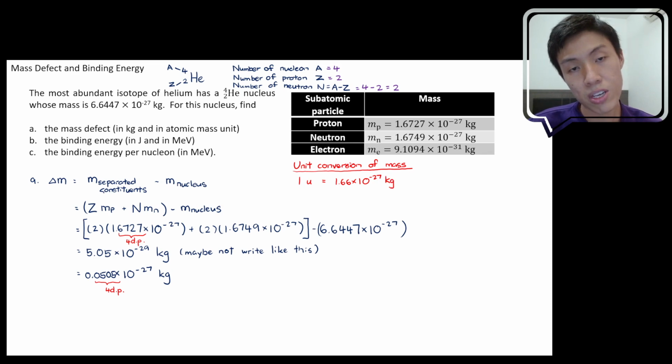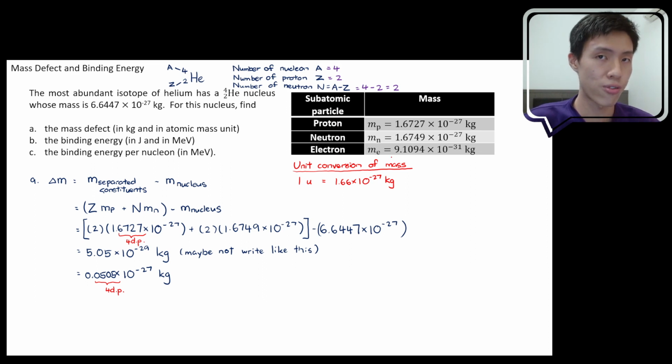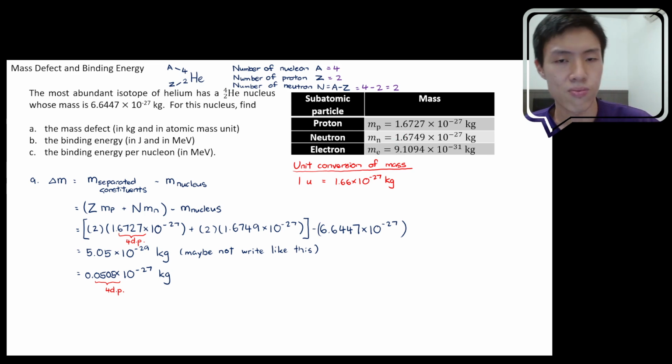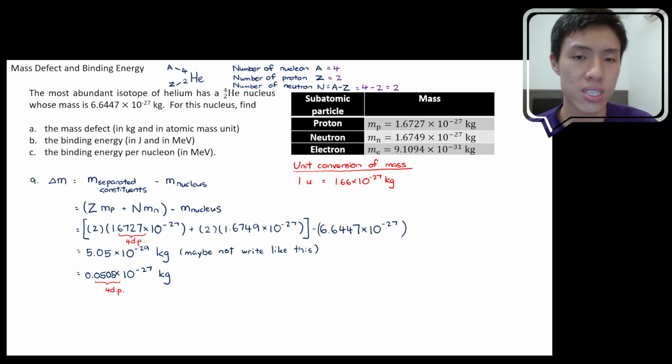This one is based on the definition that one atomic mass unit is 1/12 the mass of a carbon-12 atom. That was the old definition. I think there's a more precise definition now, but most of the time we say it as 1/12 of the mass of a single carbon-12 atom. Okay, so that's how you determine the mass of 1 u to be equal to this much kg.